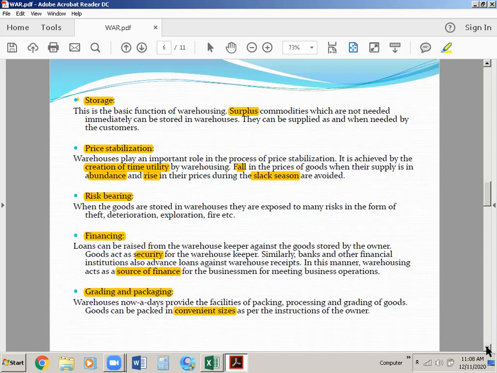I'll proceed to the next slide. You people can take the screenshot because it is the function of your warehouse which you can write in any question of your warehouse. In the exam they ask you to define warehousing, you can say it is a place where we can hold our goods for the future needs. Then the functions of the warehouse, you have 5 functions of the warehouse. Number one, storage, price stabilization, risk bearing, finance, and then grading and packaging.